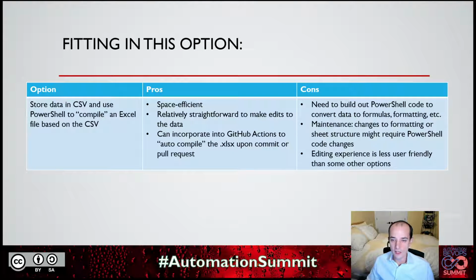So taking this option and putting it into the table format that I showed previously, this is nice because we're working with plain text, and that's very space efficient in a Git workflow. Git stores those changes very efficiently. It's straightforward to crack open the CSV and make edits, although the editing experience is a little less user-friendly because you lose the formatting. So things like word wrap and column widths are not going to be there. Obviously, you can incorporate this with GitHub Actions or something similar to compile the Excel sheet automatically.